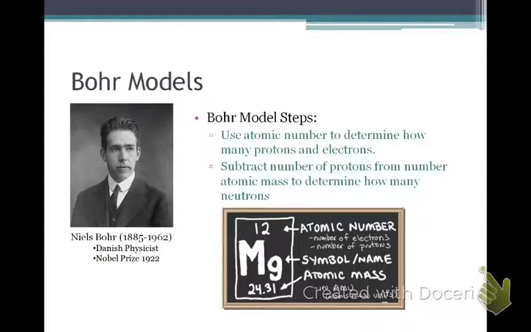The first type of model we'll be talking about is the Bohr model. The Bohr model is named after Niels Bohr, who was a very famous Danish physicist who was born in 1885 and died in 1962. He won the Nobel Prize in 1922. A lot of his work was in quantum physics, which is dealing with subatomic particles, the sort of thing that they built the Large Hadron Collider to look at.